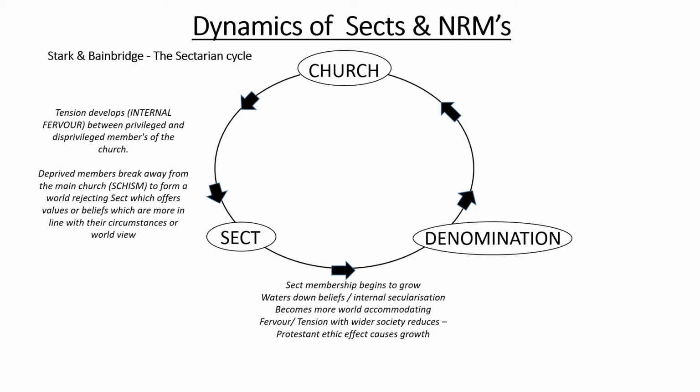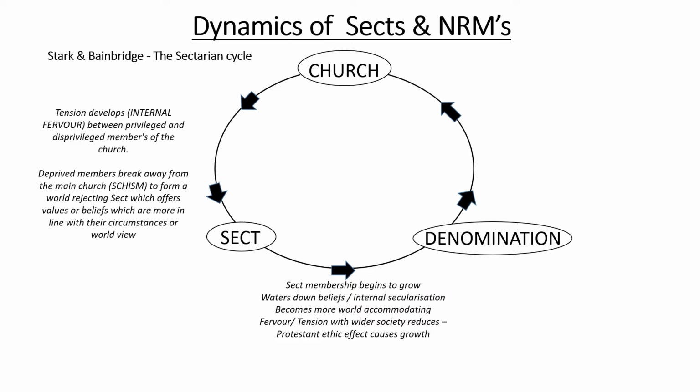Now what will happen is the sect membership may grow, and if the sect grows, they will start to water down their beliefs. They'll have this process of internal secularization. Or as the group becomes more powerful, they will adopt a world accommodating viewpoint. They start to break down their traditional hardcore beliefs. This reduces the fervor, as we mentioned before, or tension with the wider society, and ultimately leads to it reducing.